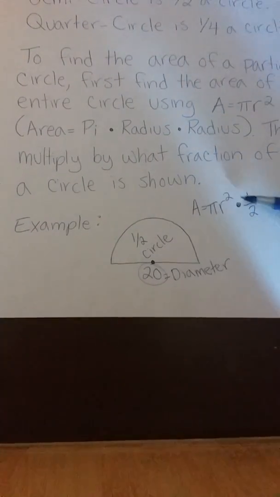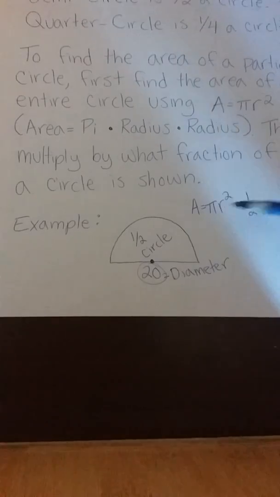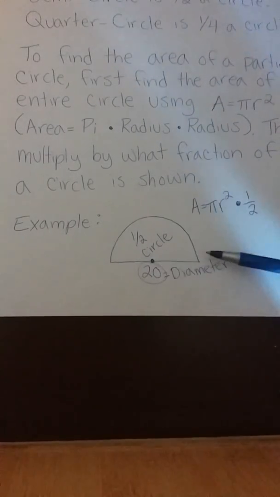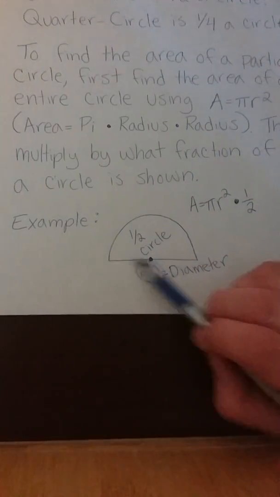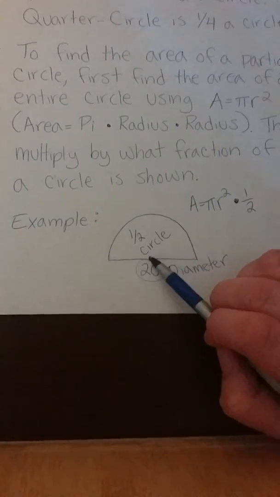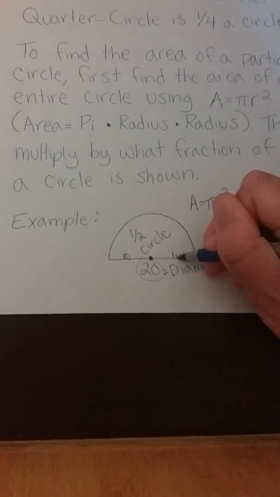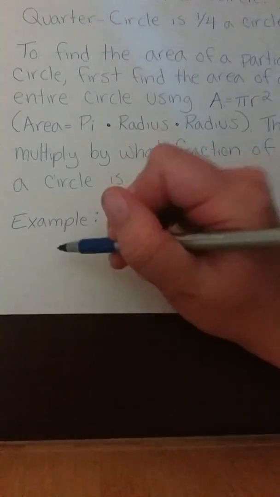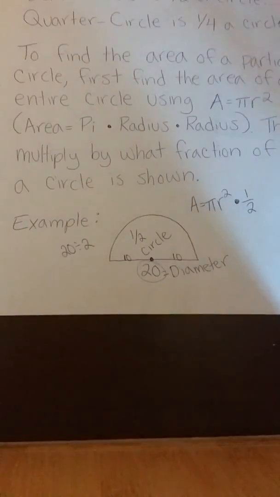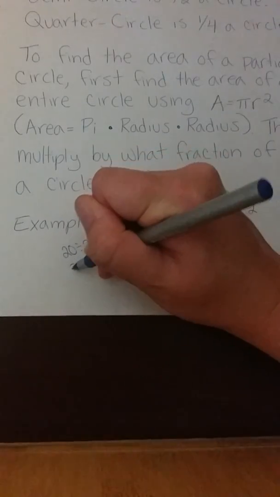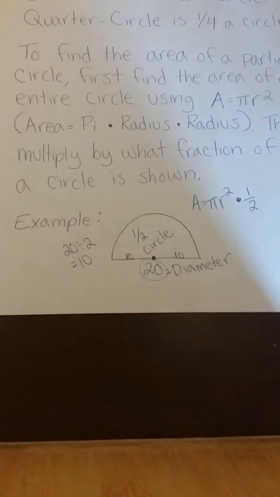Okay, we can't use the area formula unless we have radius. So the diameter here is 20. All the way across the circle is 20. Radius would just be this piece. It would just be halfway across the circle, which is going to be 10, because 10 plus 10 is 20. If you don't know that off the top of your head, you could always do 20 divided by 2. Diameter divided by 2 would give you radius, and that gives us 10. So our radius is 10.